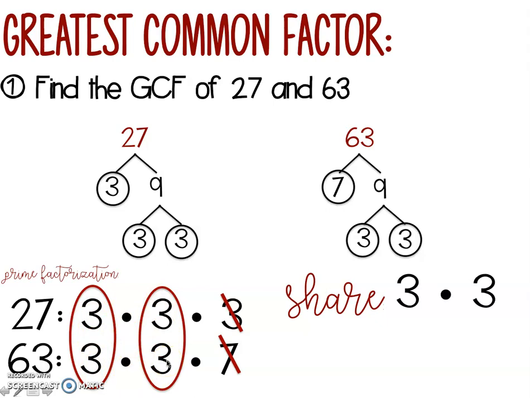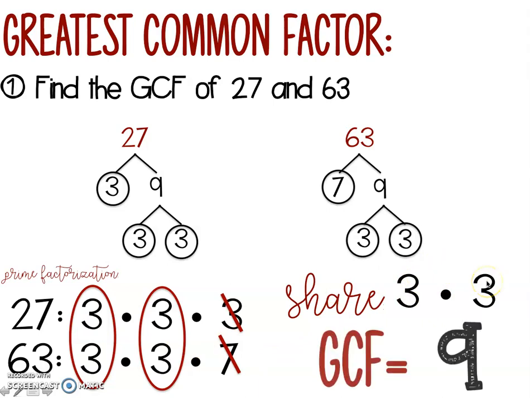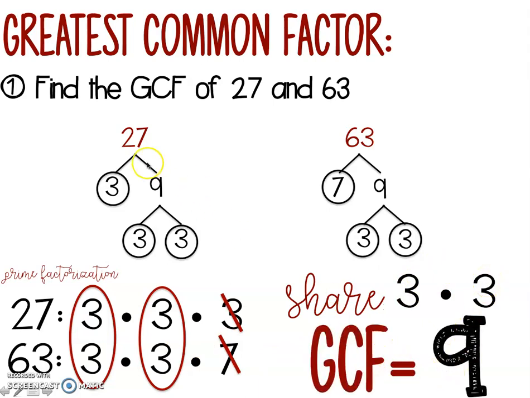To get the GCF from this, all we have to do is multiply. 3 times 3 gives us 9. So the greatest common factor of 27 and 63 is 9.